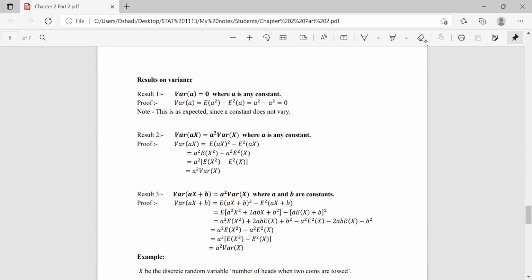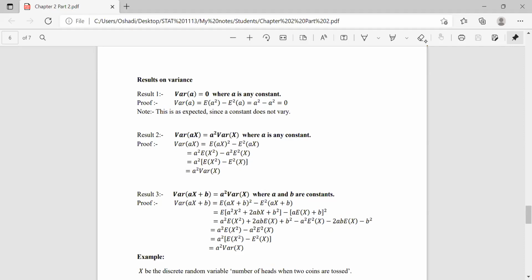So again, as with expected value, there are some results on variance as well. The variance of any constant is equal to 0, right? So it is clear now that for a constant there is no variance. So variance of A, we can write it as the expected value of A squared minus the expected value of A, the whole thing squared.